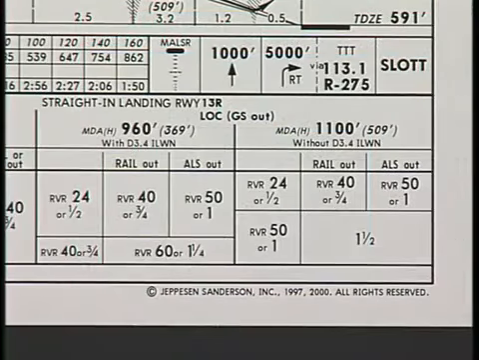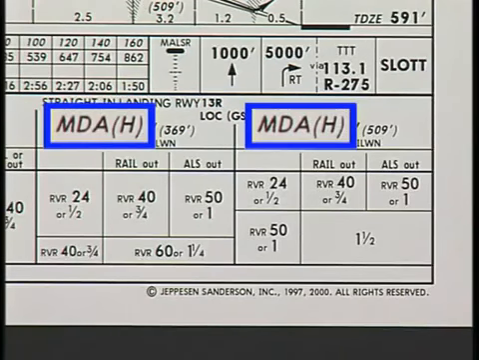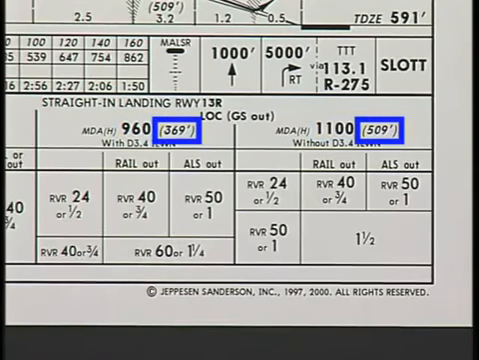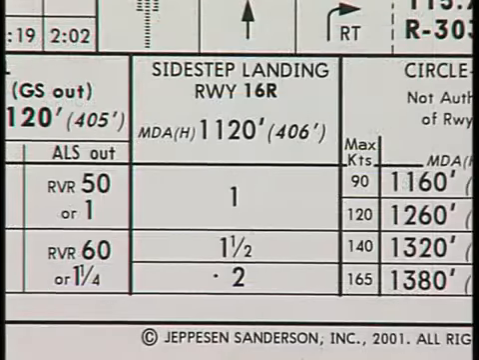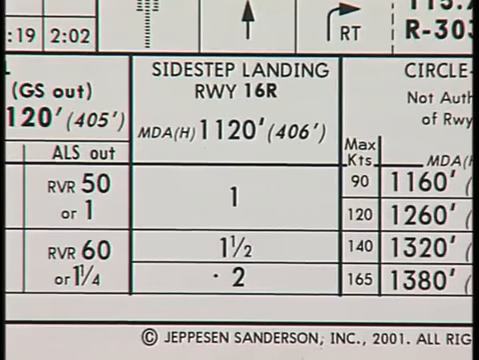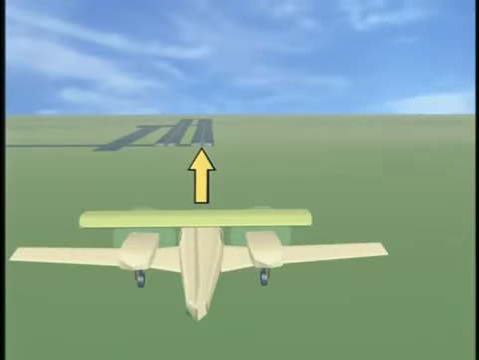For the localizer, glide slope out, or non-precision approach, the figures are labeled MDA (H). The MDA, or minimum descent altitude, is the MSL altitude below which descent may not be made without visual reference. The H, or height, above touchdown is shown within the parentheses. Sometimes sidestep landing minimums also will be published. Typically, these minimums are higher than for the straight-in runway. This allows you to fly an approach to one runway and then land on a parallel runway.